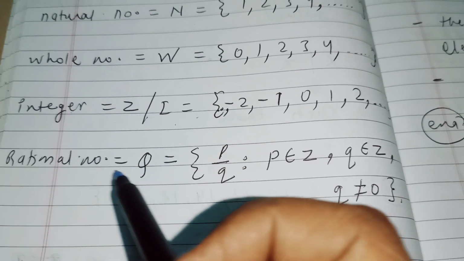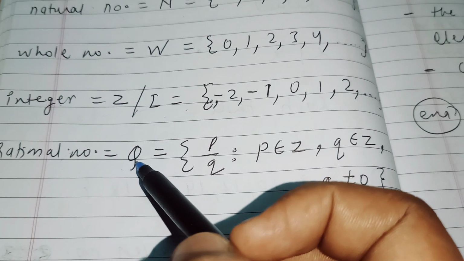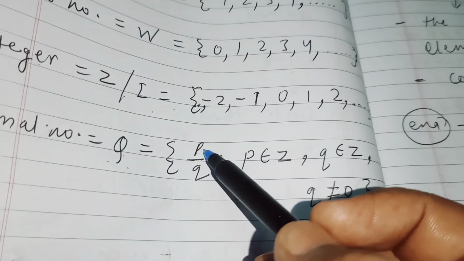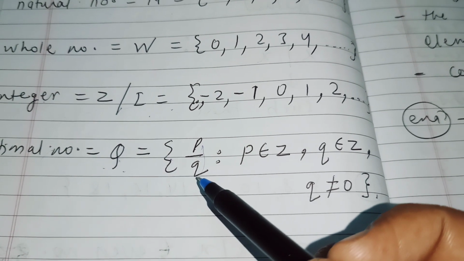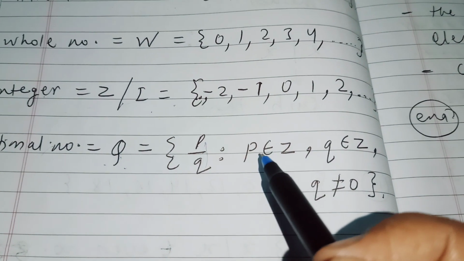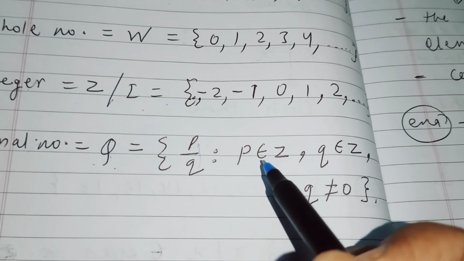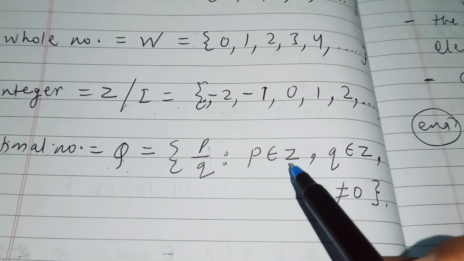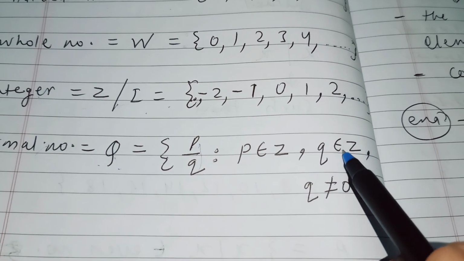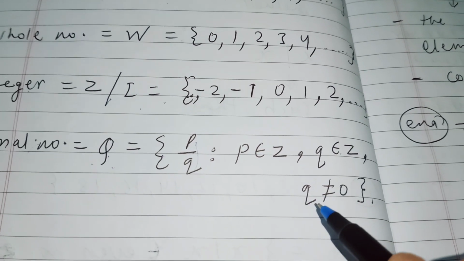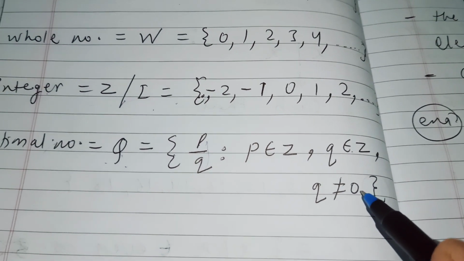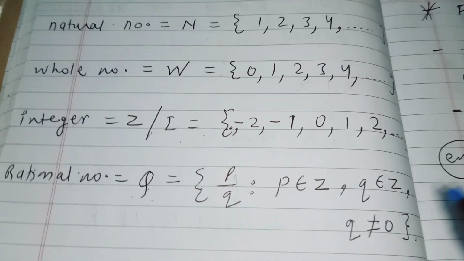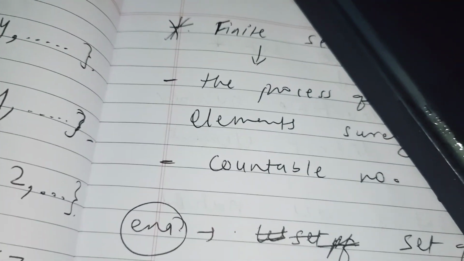Then rational numbers. You know it, a rational number is denoted by Q, and it is always in the form of p upon q, where q is not equal to 0. P belongs to Z and q belongs to Z, but you have to remember q must not be equal to 0. That is called a rational number. Got it?